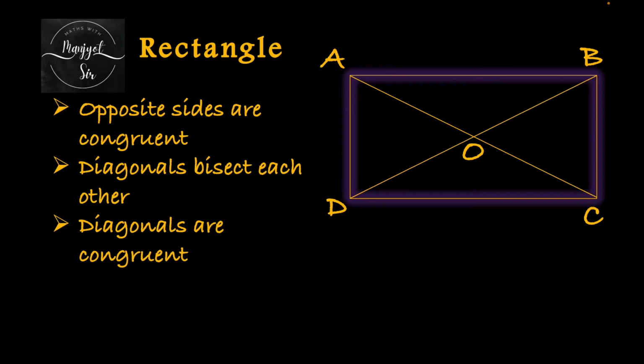And the third property says diagonals are also congruent. That means here we have two diagonals AC and BD, and the measure of both diagonals will be equal to each other. That means AC will be congruent to BD. I hope everyone is clear with all three properties of a rectangle, and I hope everyone is clear what a rectangle is.